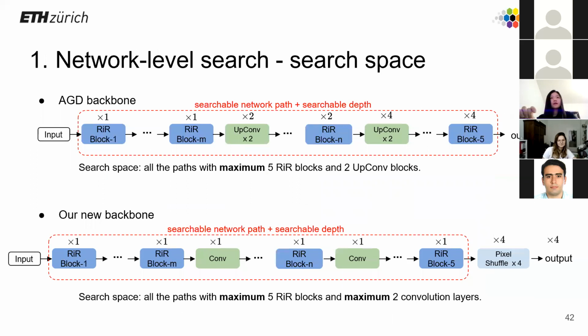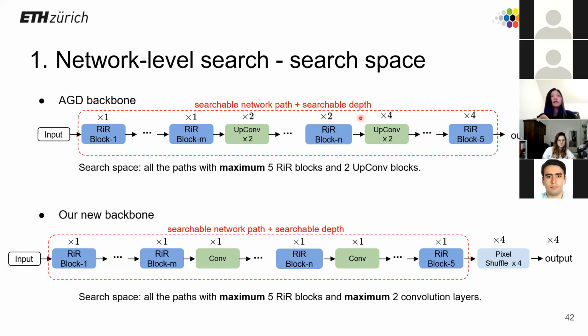Firstly, I want to illustrate our network level search space design. Here we mainly focus on the AGD backbone design, also as a fair comparison to AGD. The main body of our network is constructed with 5 residual in residual blocks and 2 convolutions. In our network level search, we want the network to have a searchable path of these residual in residual blocks and upsampling layers. And also we want our network to have a searchable depth as well.